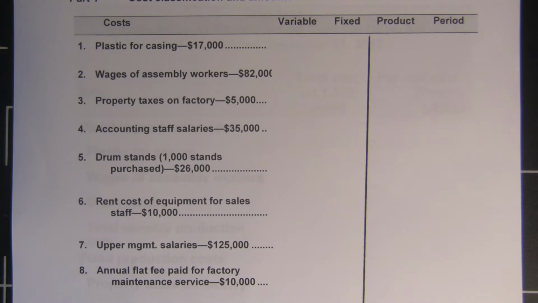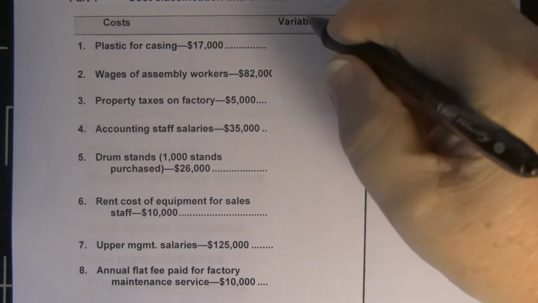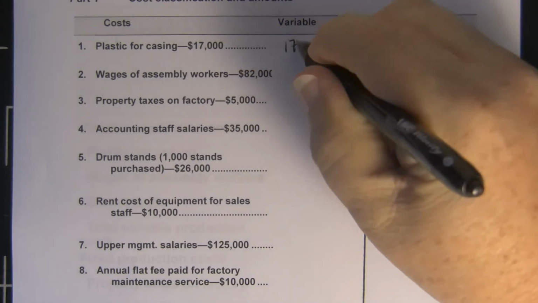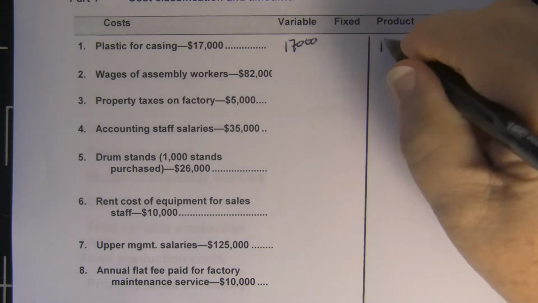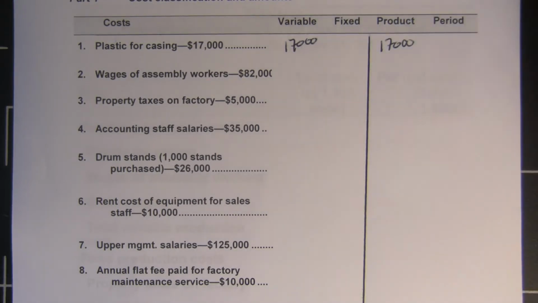So, plastic for casing. Well, will that vary with the more drums we use? I think so. So that would be 17,000, and that would be variable. And will that be a product cost? Will that go into the product, or will that go into the period? Well, that goes into the product. That's what it's made out of.